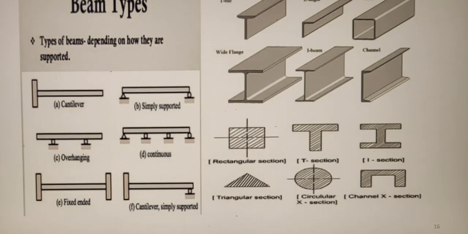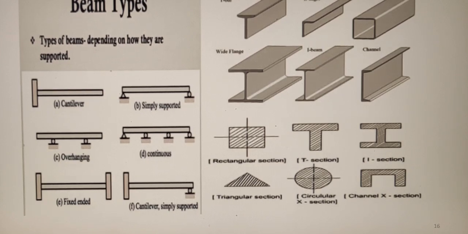On the right side you can see the various cross sections of this beam. The cross section of the beam may be T section, L section, channel section, I section, wide flange section, etc. Again you can have rectangular section, triangular, circular, etc. So the cross section can take this type of sections.